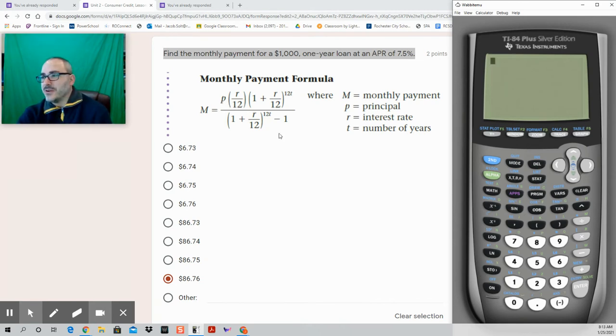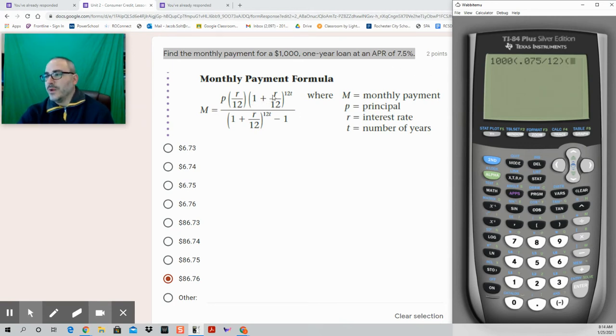All right, so I'm going to do the numerator first. I've got P times my rate divided by 12. I'm going to start with this piece here. Because I'm doing the numerator first, I don't need parentheses or anything. 1,000, that's my P, my principal. My rate divided by 12. My rate is 7.5%. I can convert that in my head to 0.075. If you can do that too, great. If you can't, take the percentage rate and divide it by 100 to find out what the decimal would be, expressed out of 1.